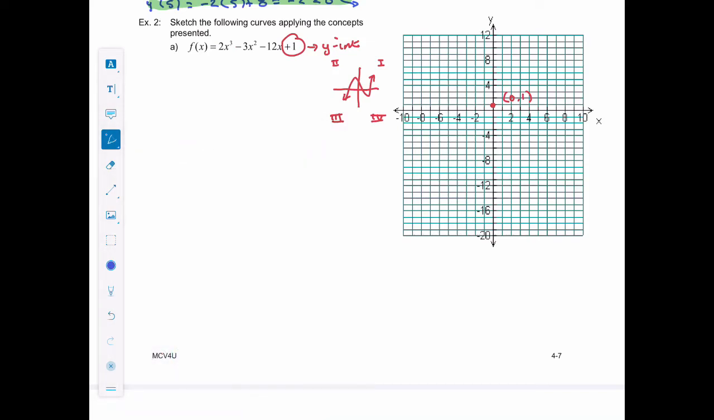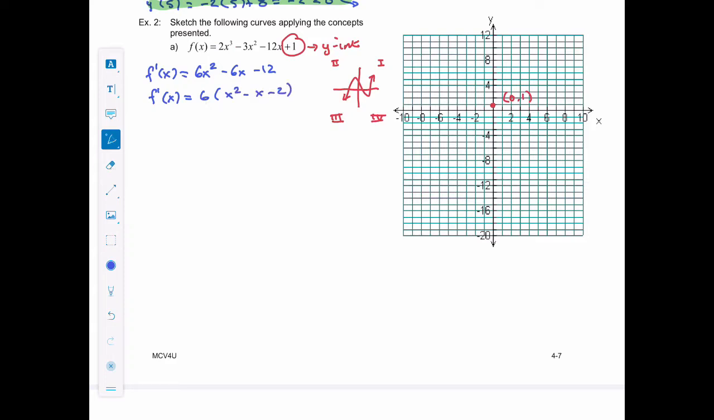The first calculation I'm going to do is take its derivative. So we know that f prime of x is equal to 6x squared minus 6x minus 12. And I'm going to set that equal to 0, but the numbers are big. So what I'm going to do is factor out a 6.